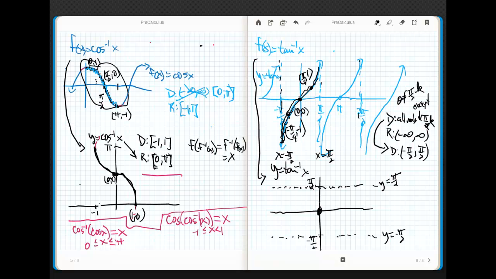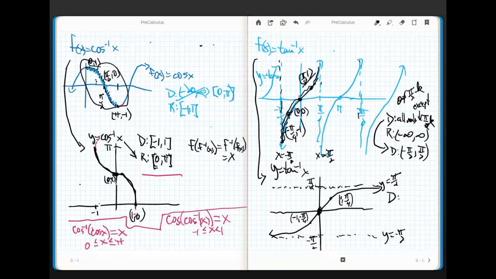Let's see. (pi fourths, 1) is actually going to end up being (1, pi fourths), isn't it? So right here, because x and y change spots, (1, pi fourths). I want to keep my scale kind of preserved, and then this is going to be (-1, -pi fourths), and look at what happens. Isn't that cool? That's awesome, isn't it? That's really cool.